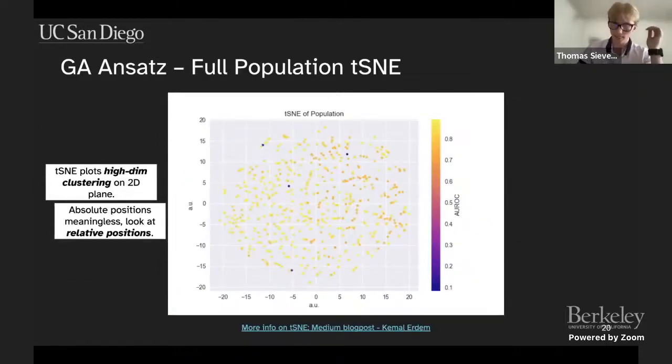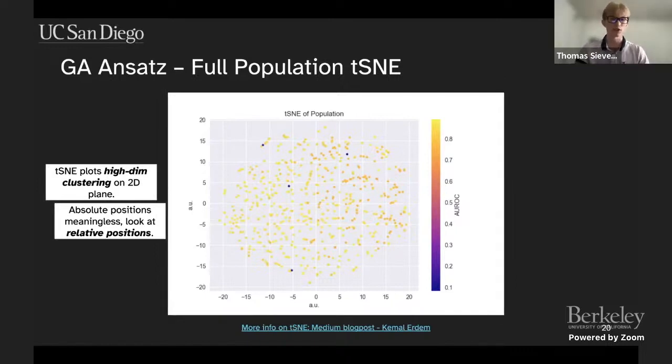Here is the t-SNE for the full population. Now, t-SNE is essentially a clustering algorithm. It takes some very high dimensional data, say 100 dimensional, which is basically what our circuits were, and looks for points that are close to each other in this high dimensional space. Then it plots them down on a 2D plane and tries to keep the relative distances the same. So if points are close to each other in the high dimensional space, they stay close on this low dimensional space. The absolute position of any given point isn't important, which is why both X and Y axes are labeled AU, arbitrary unit. But the relative distances are important.